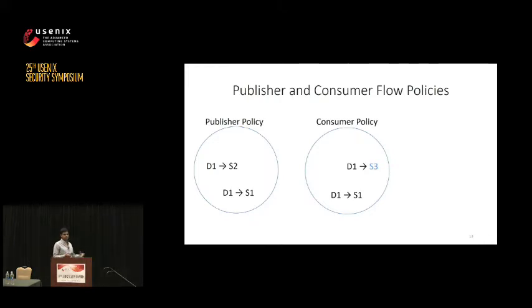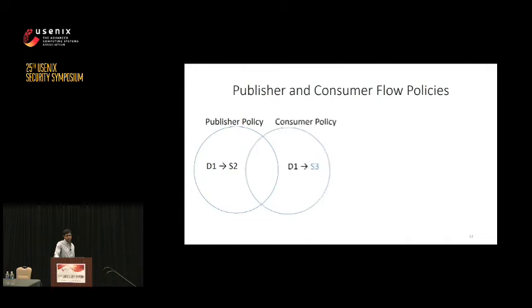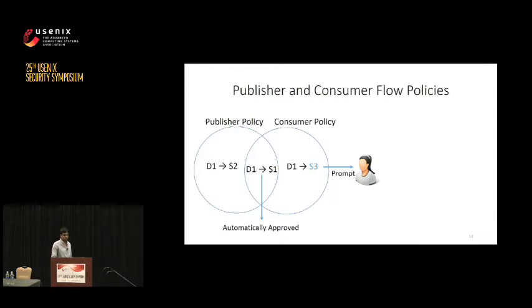So at this point, we have conflicting policies, right? How does FlowFence reconcile these two policies to get a single policy that we can apply to any given app? We do this using a two-stage process. First, we compute an intersection of the publisher and the consumer policy, and any intersecting rules are applied for that app. And then we compute a difference between consumer policy and the publisher policy, and any difference rules will be surfaced as a flow request to the user. So at this point, a user has to decide whether to approve or deny a particular flow request.